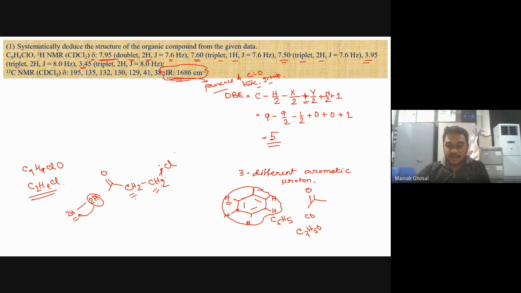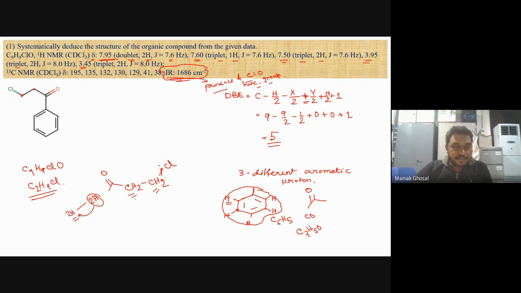Now if I create this structure, it will look like this. There is the benzene ring, this is the C double bond O, this is the CH2, this is another CH2, and this will be Cl.